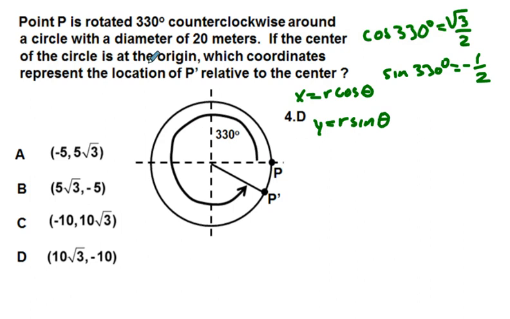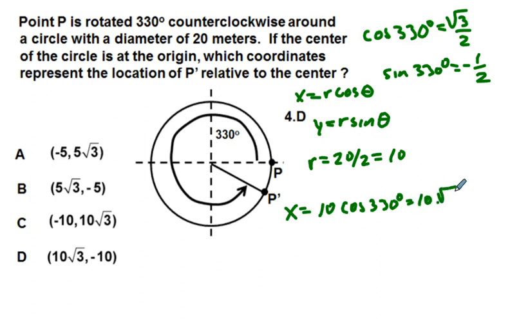And you can just put these in the calculator, you'll be okay. And r is equal to our diameter of 20 divided by 2, or 10. So our x-coordinate is going to be 10 cosine 330 degrees, which equals 10 times square root of 3 over 2. Well, that's going to be equal to 5 times square root of 3, our x-coordinate.